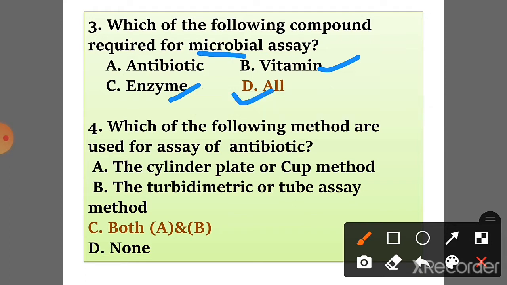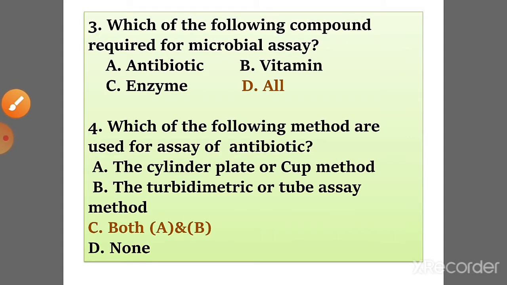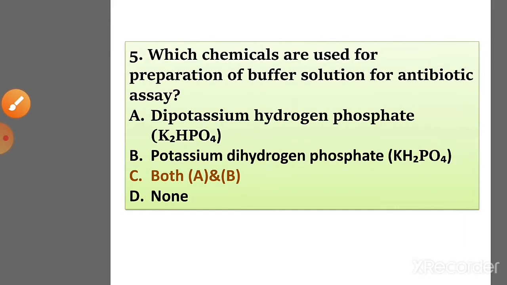Question 4. Which of the following methods are used for assay of antibiotic? Option C, both A and B. The cylindrical plate or cup method, or the turbidimetric or tube assay method is used for assay of antibiotic.